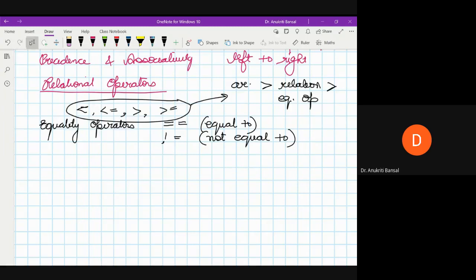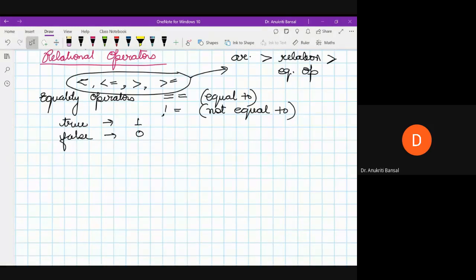Now all these 6 operators are generally used to form logical expressions. They result either in true or false. Now the resulting expression is of type integer. So if this expression evaluates to true, it will be represented by integer value 1. If this expression evaluates to false, it is represented by integer value 0. Okay. So suppose I have this expression.